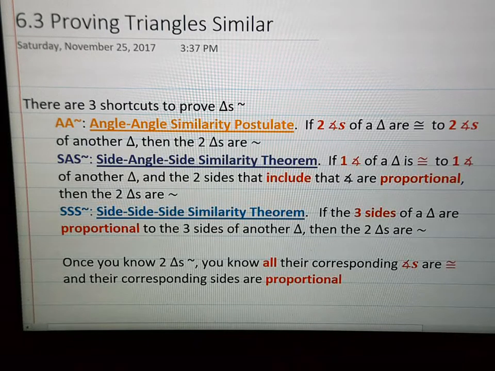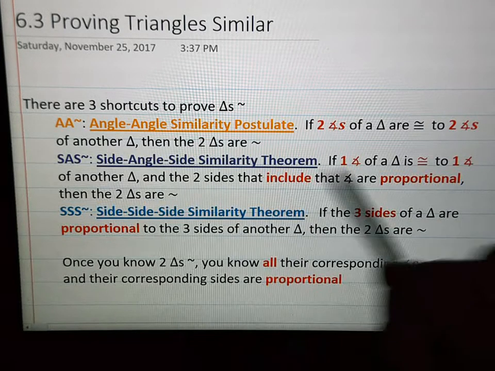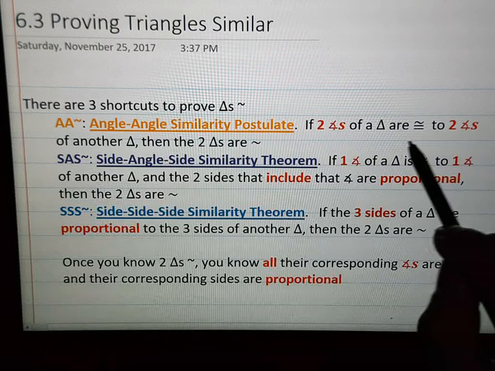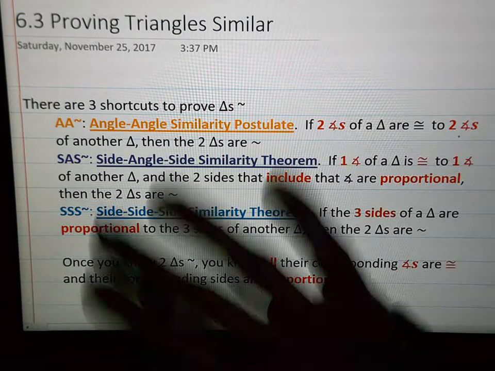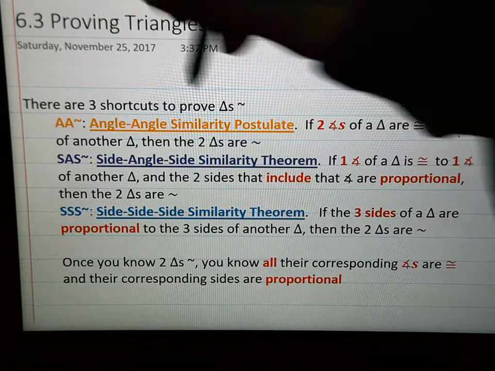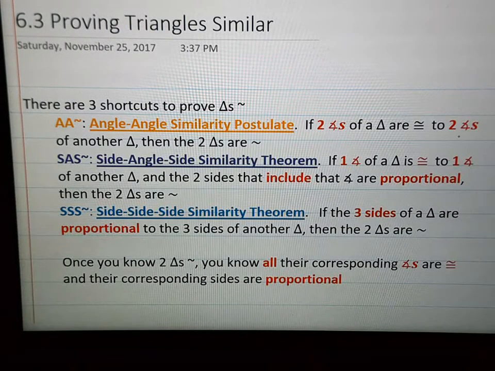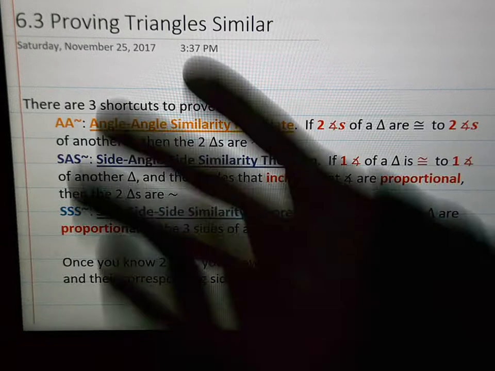Those other ones were proving triangles congruent, same shape. These ones are proportional with the same angles, but are not necessarily the same size. For angle-angle, you got to have 2 angles of a triangle congruent to 2 angles of another, then the 2 triangles are similar. And remember, these 3 things only work to prove triangles that are similar. Once we know that the 2 triangles are similar, you know all their corresponding angles are congruent and the corresponding sides are proportional. These are your 3 reasons.